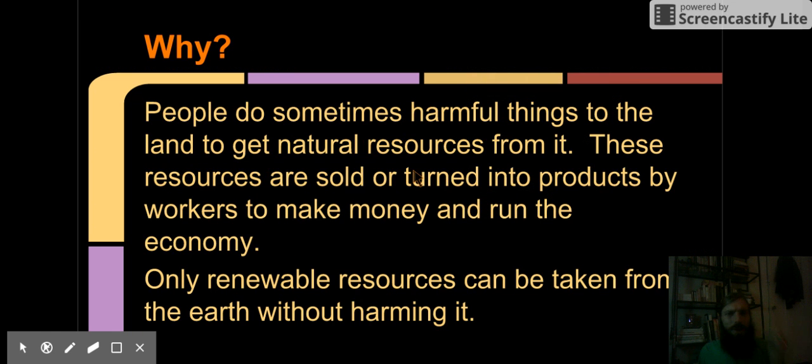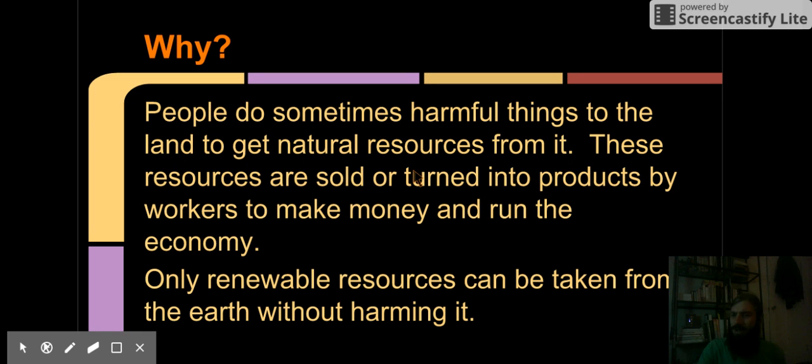Now, you might be wondering why. Why do people do these things? Well, people do sometimes harmful things to the land to get natural resources from it. These resources are sold or turned into products by workers to make money and run the economy. Only renewable resources can be taken from the earth without harming it.